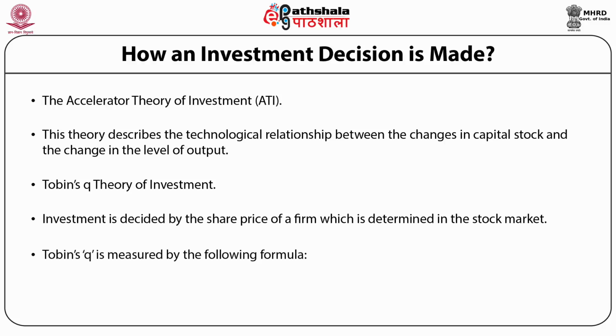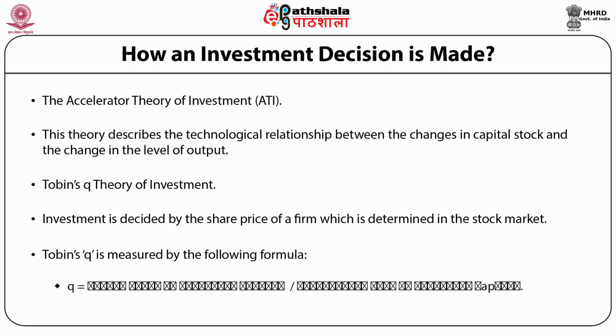Tobin's concept of Q is measured by the formula: Q is equal to market value of installed capital upon replacement cost of installed capital. Here, installed capital means the existing capital that is created in the company, and the market value of this is derived by multiplying by the market price, that is, the share price. This is nothing but the market capitalization of the company in the stock market, or simply the value of the company in the stock market. The denominator of this formula is the price to be paid to replace the depreciated capital of the company.